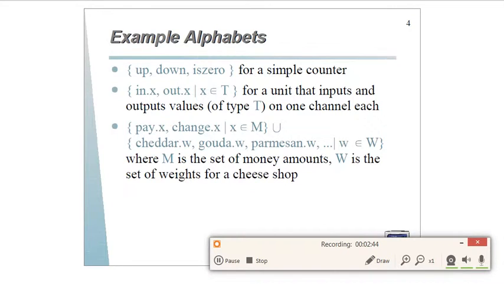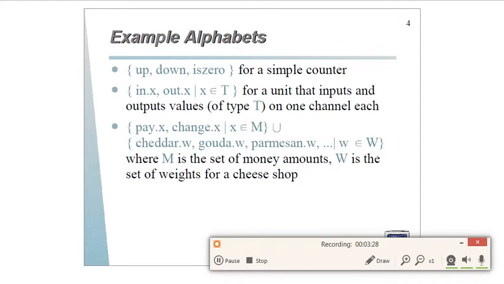Now, as I gave you the example of different events for a car, suppose we take an example of a simple counter. The counter goes up and down, and it can be at zero at the zero level. So up, down, and is-zero are the simple events of the alphabet for a counter. Now take an example of a simple input and output for a one-channel thing. In dot x and out dot x are the simple input and output values of type T, where x belongs to T, for one channel each. So that's the alphabet.